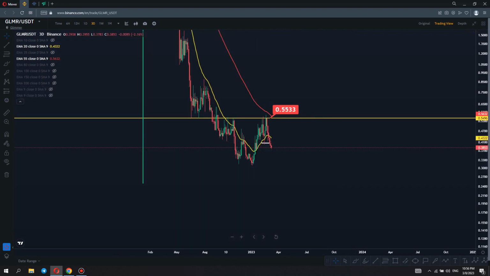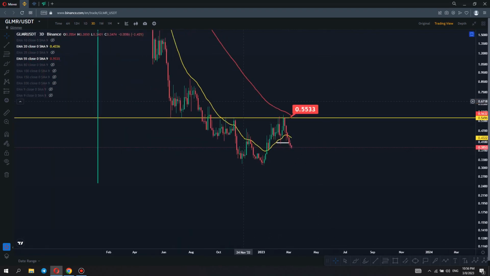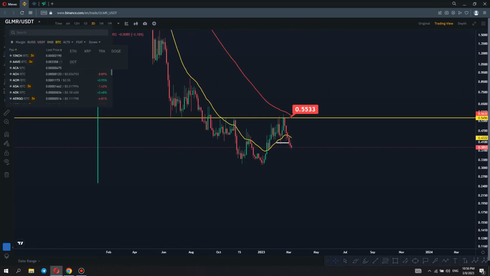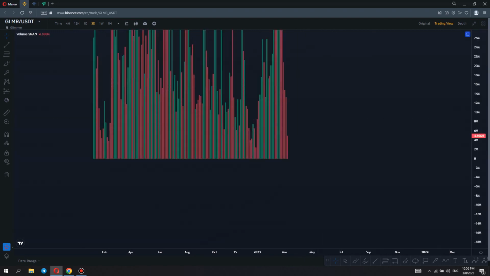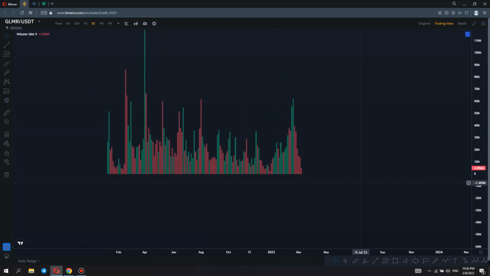Taking a look at the 3-day chart on the GLMR against USDT on Binance, as you can see, we're pulling back down below the 20 EMA. If I bring out the 10 EMA, we drop below that as well. So we're coming back down potentially. Like I said, this low is something that we want to be targeting, but really, let's take a look at some of the indicators here and see what we can see from this.